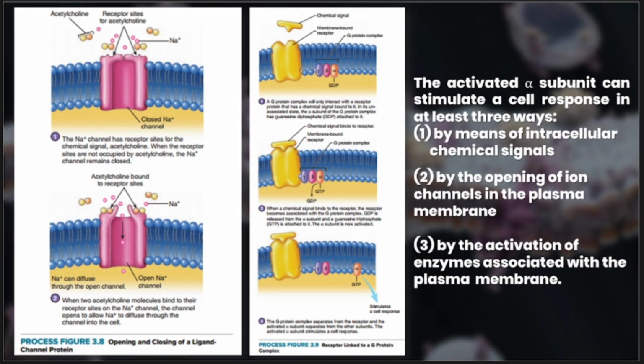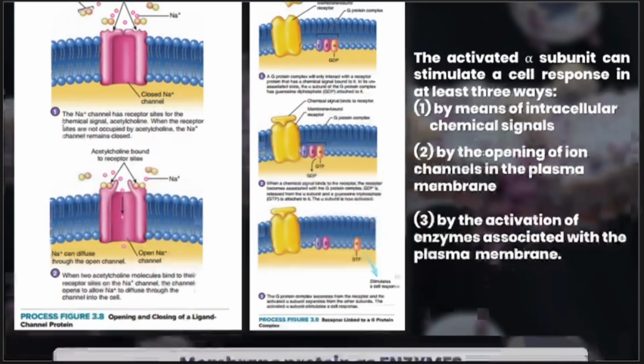This activated G protein now moves along the inside of the membrane to influence other proteins or enzymes. It will therefore initiate a cascade of cellular responses. This process amplifies the signal from the original ligand, which would lead to various effects inside the cell.